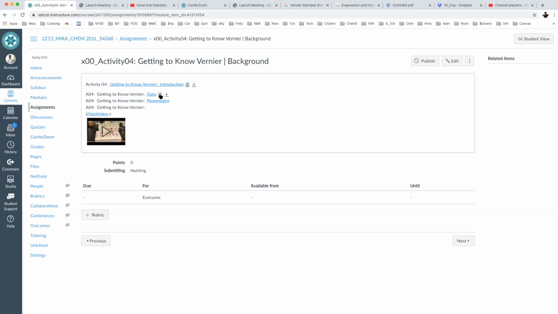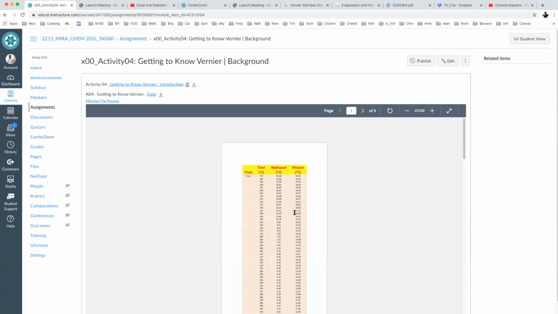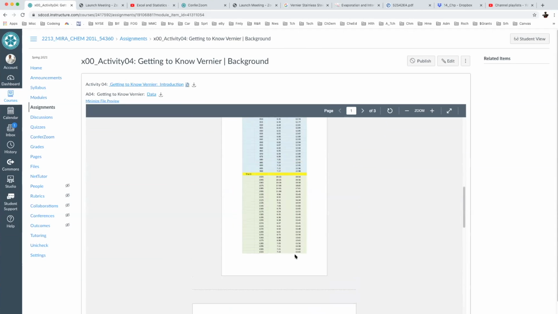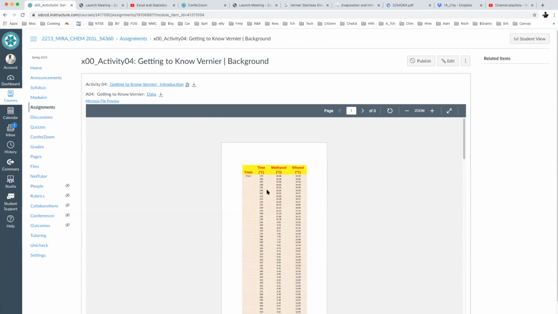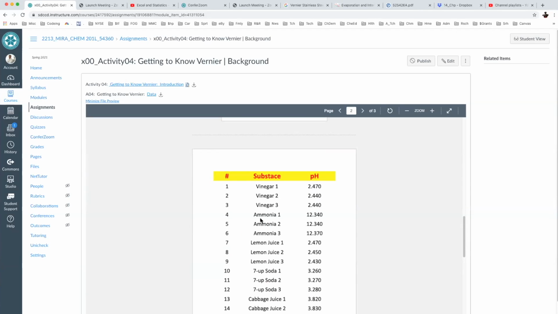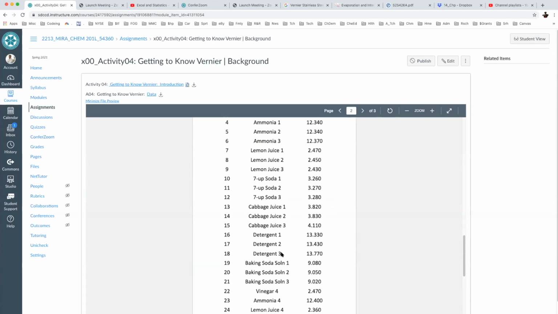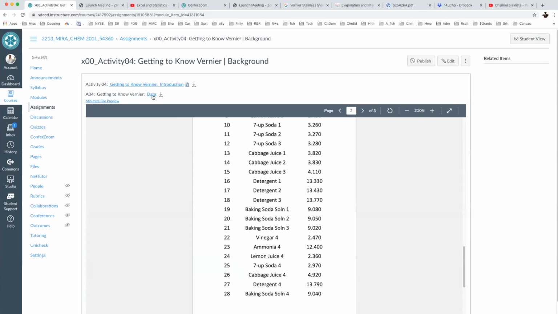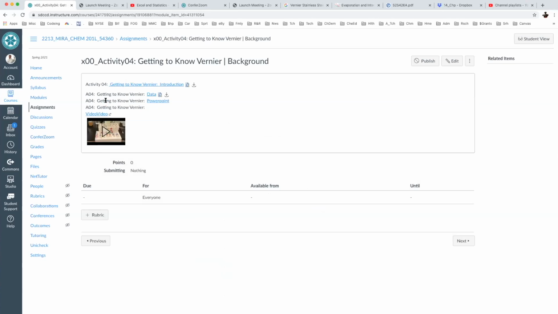This is the data that you guys are going to be using for this activity. Okay, so if you click on that, this is the data. It's actually an Excel spreadsheet that I converted to a PDF file. The first part is the intermolecular force. If you scroll down, the second part is the pH of acids and base. And the third part is the absorbance of the cobalt chloride experiment. So part 1, part 2, part 3, that's the data. You find it on this tab right here.